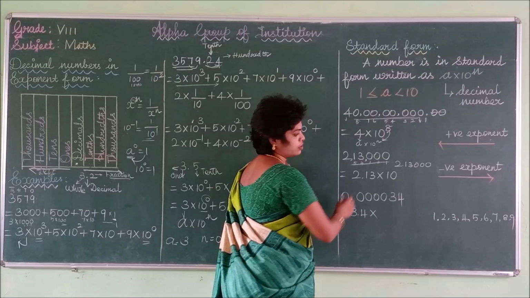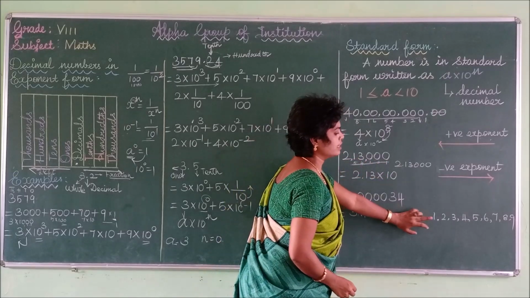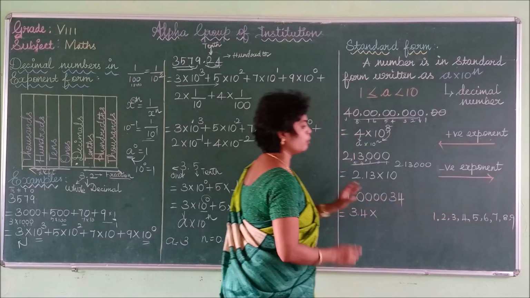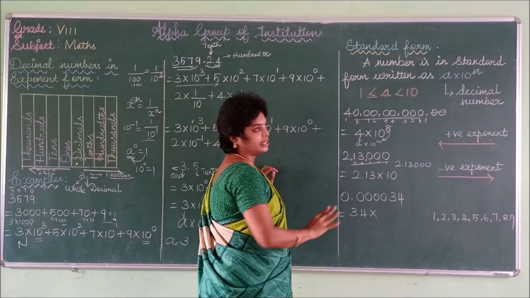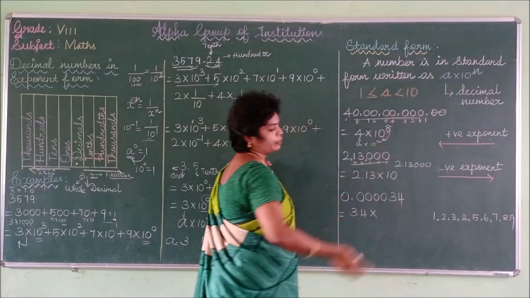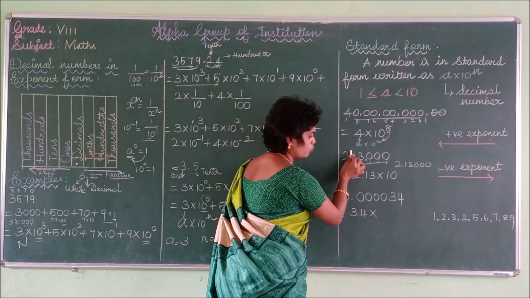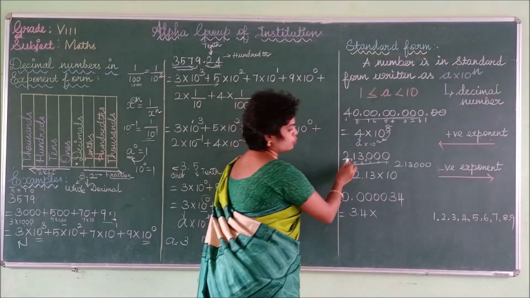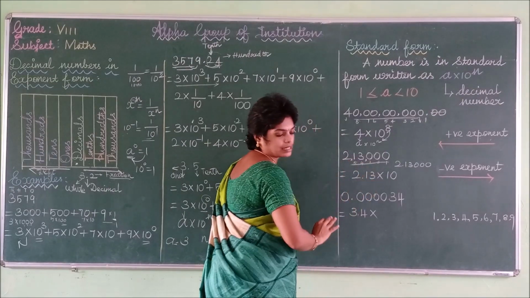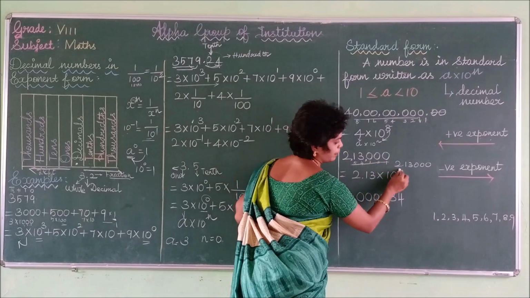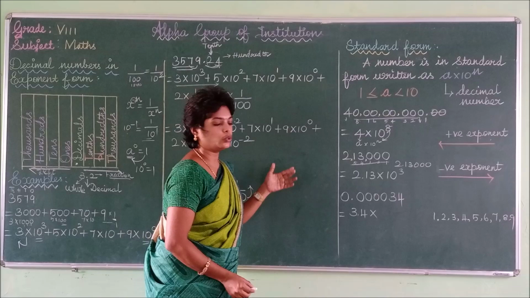2.1300. I am moving the decimal point up to this because the value must lie between 1, 2, 3, up to 9. Only one digit, only one whole part will be there. That means for A into 10 to the power n, you should not keep a decimal point here. Only one place will be there. So 2.13 will be written as it is. The 3 zeros will be represented as 10 to the power 3.